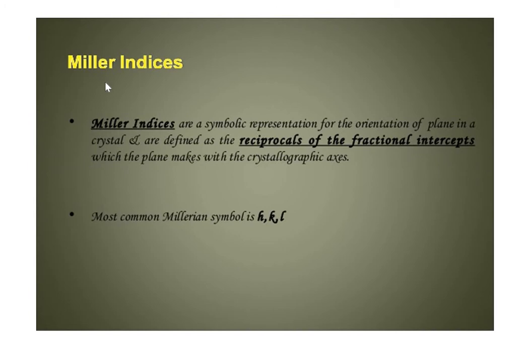Now, let us concentrate our mind on Miller indices. What are Miller indices? Miller indices are a symbolic representation for the orientation of a plane in a crystal and are defined as the reciprocals of the fractional intercepts which the plane makes with the crystallographic axes. The most common Millerian symbol is h, k, l. So h, k, l are called Miller indices.